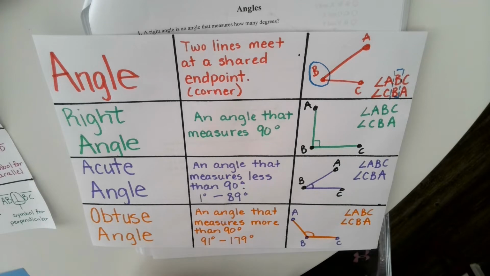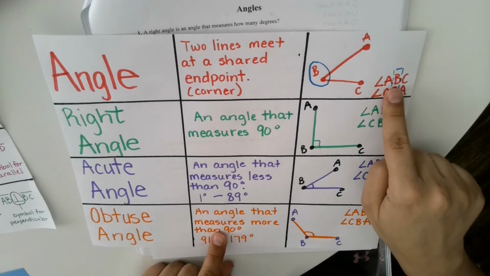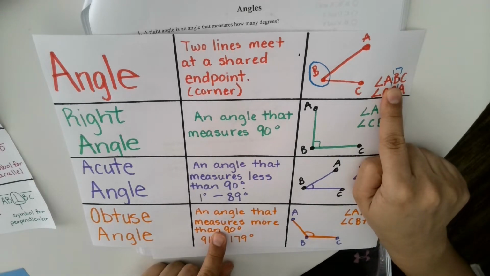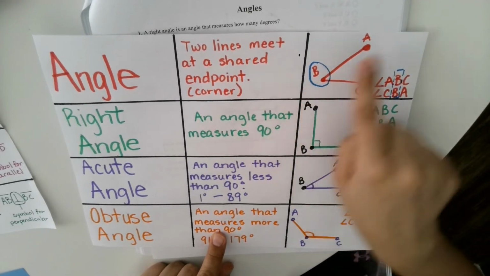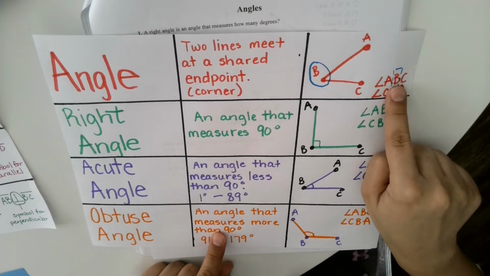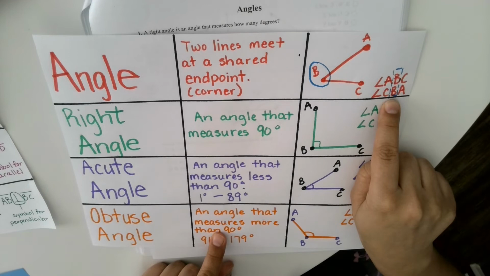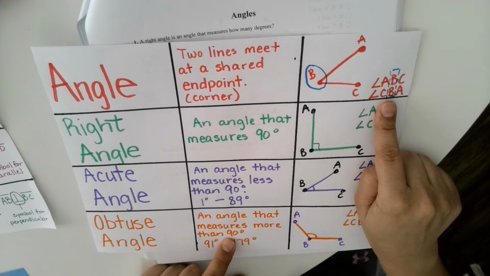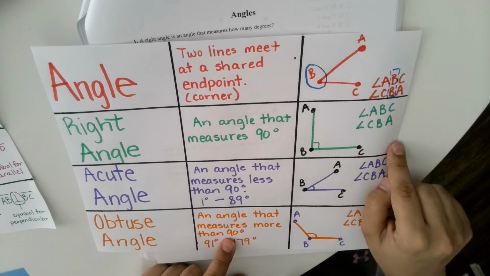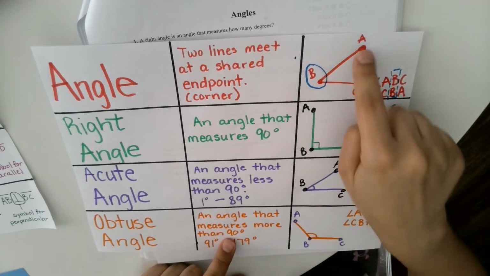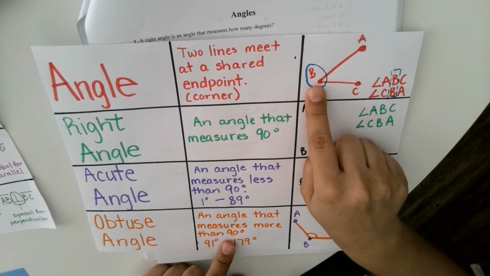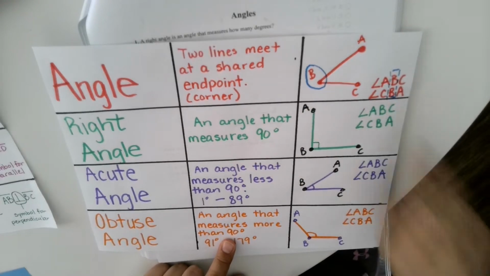And the most important part to remember is that your middle point, the point that connects the two lines, must always be the middle letter when you're naming your angle. So here, this can be angle ABC, or it can be angle CBA, but that shared endpoint must always be the center letter.